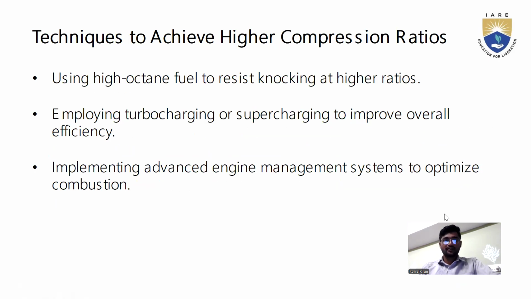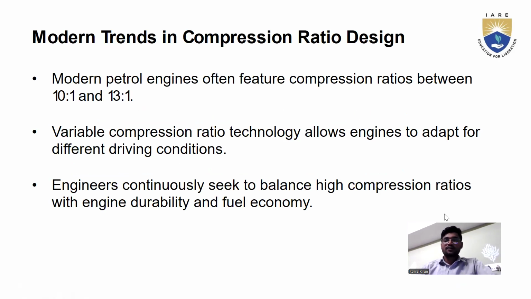Now, techniques to achieve a higher compression ratio. One technique is high octane fuel. Other than this, turbocharging and supercharging can improve the overall efficiency. Now, the modern trend: in modern petrol engines, the compression ratio ranges between 10 to 1 and 13 to 1. Engines can also handle different driving conditions through these compression ratio techniques.